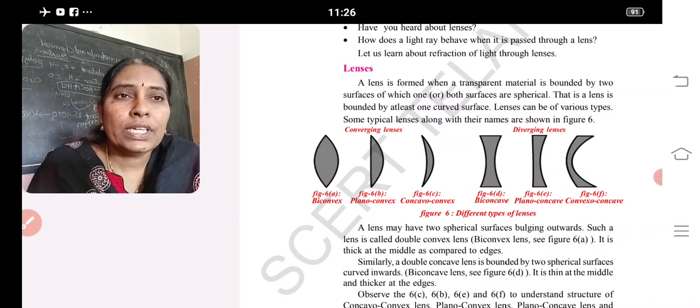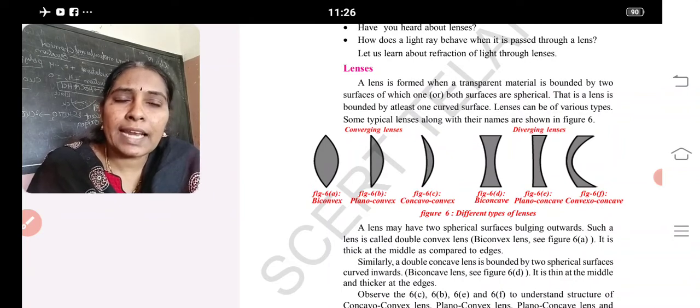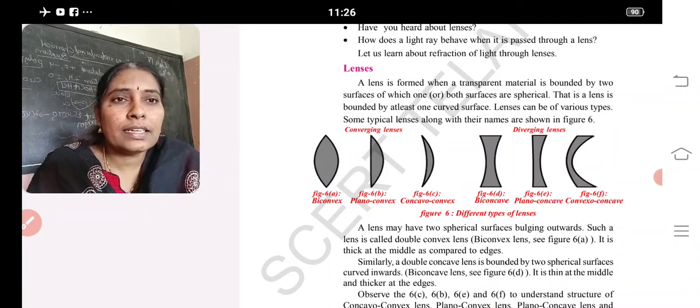Lenses. What is a lens? A lens is formed by a transparent material bounded by surfaces. One of the surfaces should be a curved surface. And we have six types of lenses. The first three are converging lenses and the last three are diverging lenses.